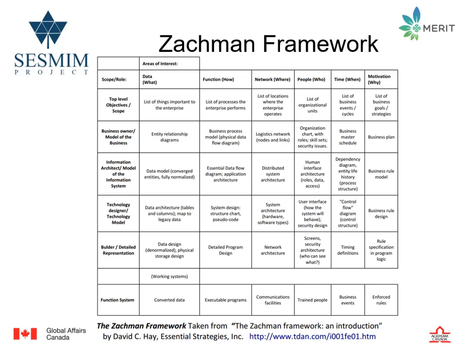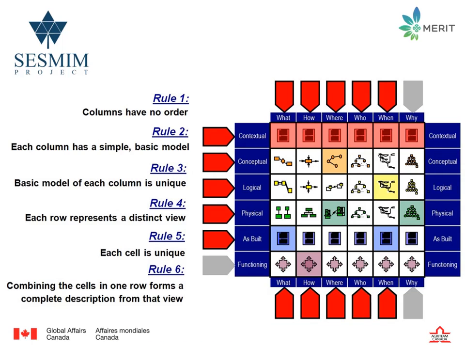So we'll just go into it a little bit because I think this is useful when you look at the big system. This is another way of looking at the Zachman framework. So rule 1, columns have no order. Each column is a simple basic model. The basic model of each column is unique.